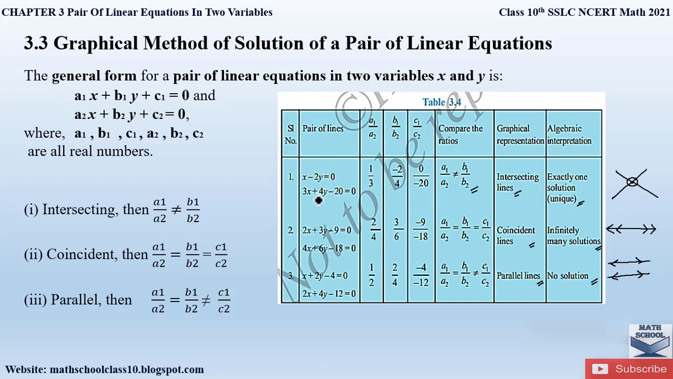They will give you a pair of linear equations and they will ask you to determine whether they are intersecting, coincident or parallel, or also they will ask whether they have a unique solution or infinitely many solutions or there is no solution. So according to this table, you also have to know the ratios to compare accordingly.